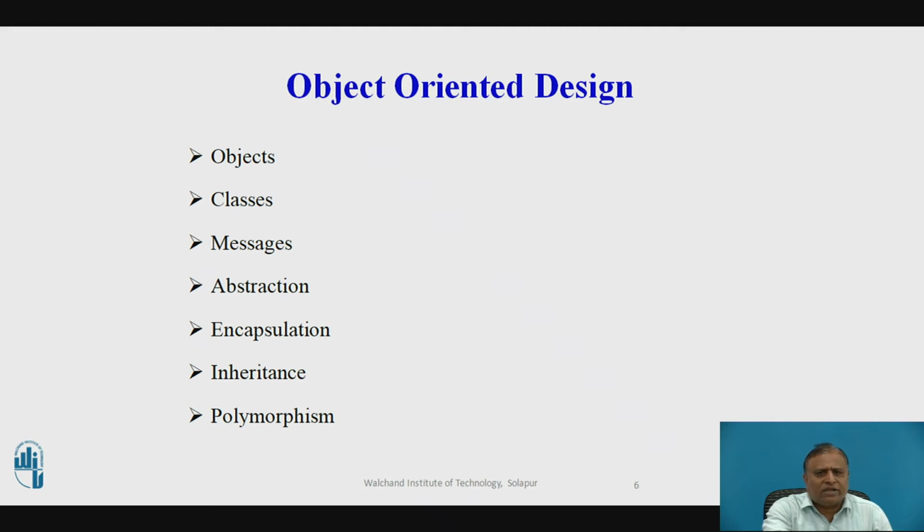The next concept of object-oriented design is abstraction. In object-oriented design, complexity is handled by using abstraction. Abstraction is the removal of the irrelevant and the amplification of the essentials.